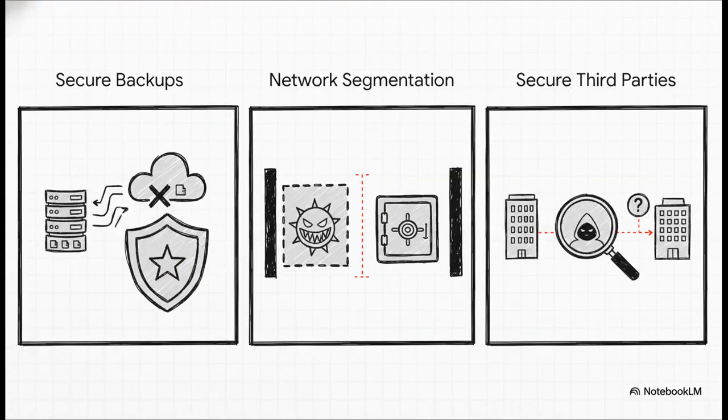Okay, so beyond backups, it's all about building walls inside your digital world. Network segmentation is huge. Think of it like a submarine with watertight compartments. If one section gets breached, you can seal it off and the rest of the sub is safe. And you have to secure your third parties, your vendors, your partners. Because attackers love to use them as a Trojan horse to get into your network. It's like vetting who you give a key to your house.